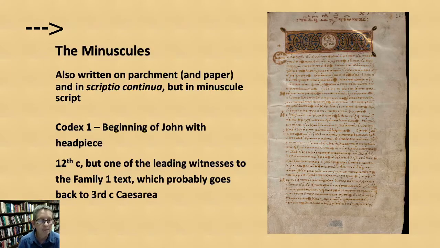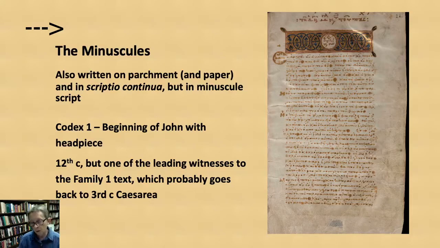So, for example, this is Codex 1, right? The very first one that got a number. And it's a leading member of a group of minuscules called Family 1. It's from the 12th century, but it's actually an important manuscript. You would think, oh, later manuscripts, not as important. We want the earliest ones. Well, this is a leading witness to what's called the Family 1 text, which probably goes back to 3rd century Caesarea. So that makes it an important witness to the text that was available in Caesarea in the 3rd century.